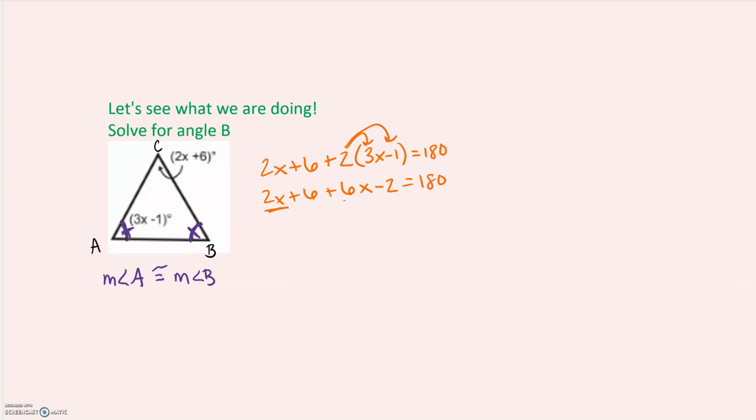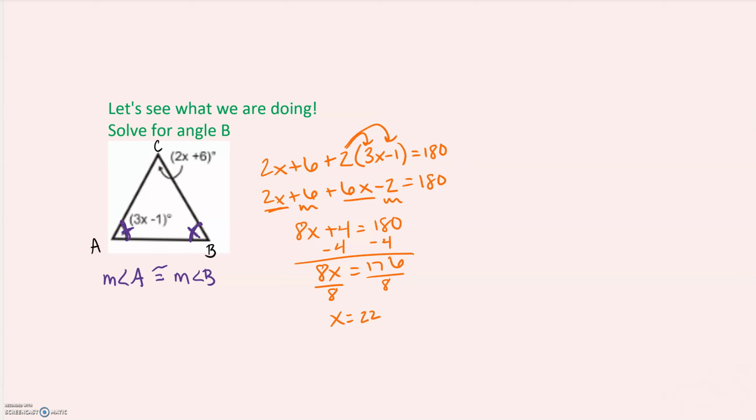I'm going to combine my like terms. So I end up with 8x plus 4 equals 180. I'm going to use those inverse operations to get my variables all by itself on one side and all of my constants on the other. I'm going to say that 8x equals 176. I'm going to divide both of these sides by 8. And I'm going to end up with x equals 22.